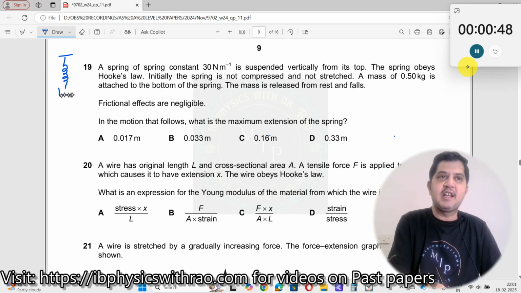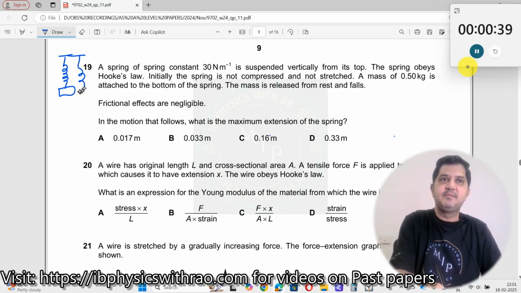The moment you attach a mass here, the mass is released from rest and falls. So what you do is you hold this, and the moment you leave it, now this falls down like this. Falls down like this. In this motion that follows, what is the maximum extension of the spring? So what should we do now here?